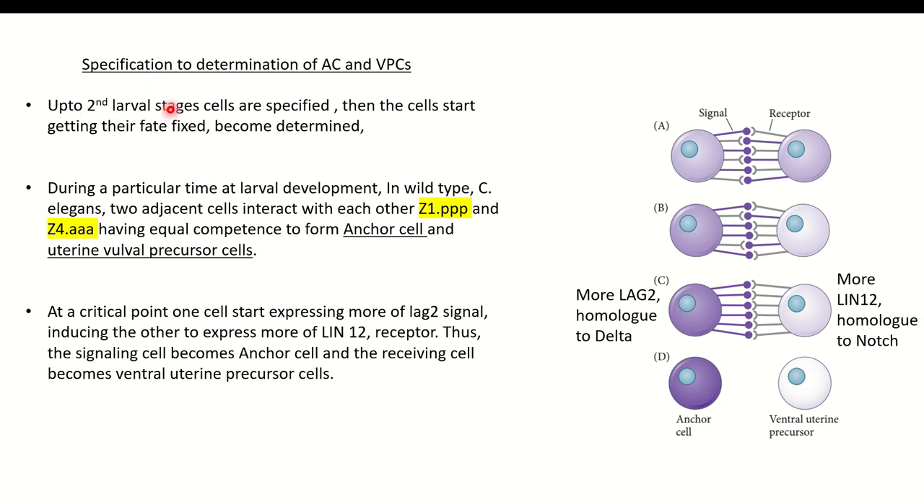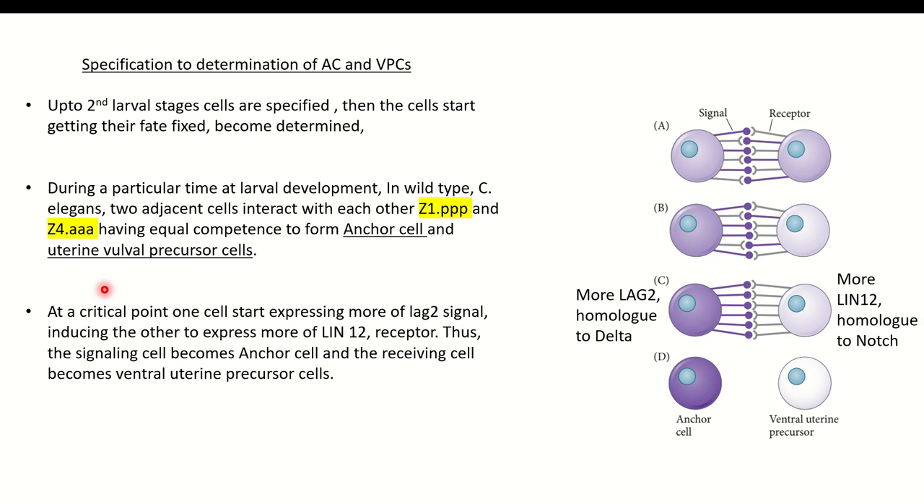So up to secondary larval stages, cells are specified. Then cells get their fate fixed, or determination. They move towards the determination. During a particular time at larval development, in wild type C. elegans, two adjacent cells interact with each other, Z1PP and Z4PP, each having an equal competence to form anchor cell and uterine vulval precursor cell.